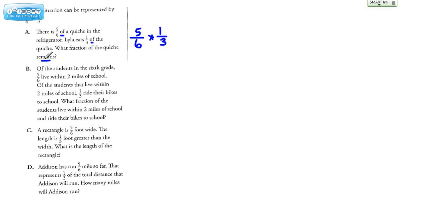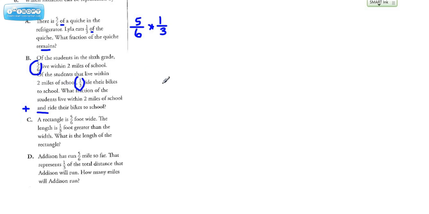Let's take a look at choice B. Of the students in the 6th grade, 5/6 live within 2 miles of school. Of the students that live within 2 miles of school, 1/3 ride their bikes to school. What fraction of the students live within 2 miles of school and ride their bikes to school? So when we see the word "and," that usually means that we're adding. In this case, it looks like we'd be adding the 5/6 and the 1/3, and that's not what we're talking about here. We're looking for division. So that's not a contender. We're going to cross that one out.